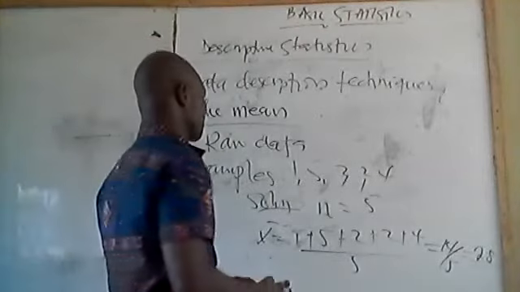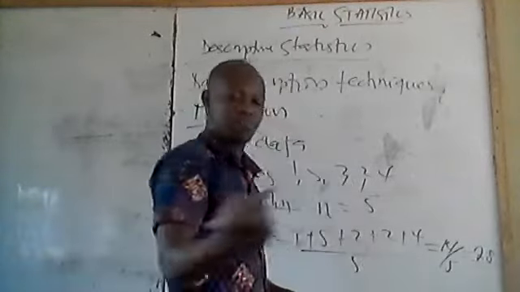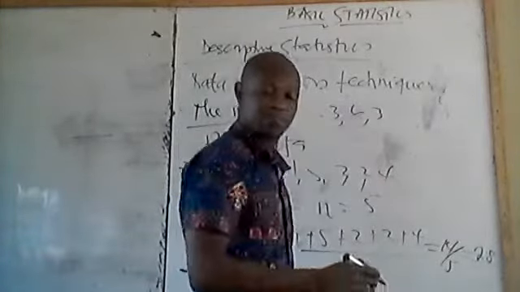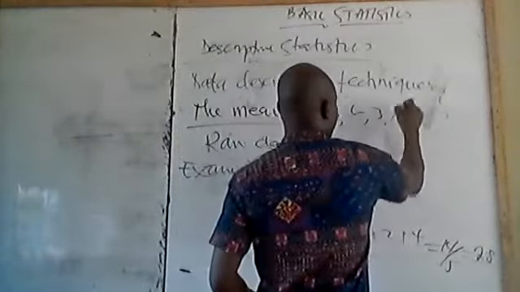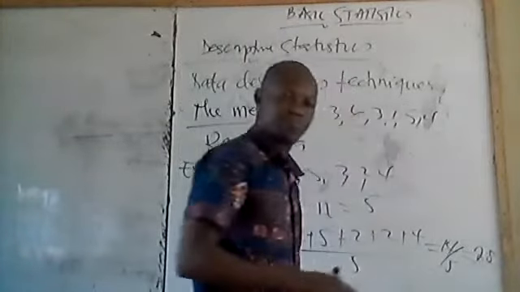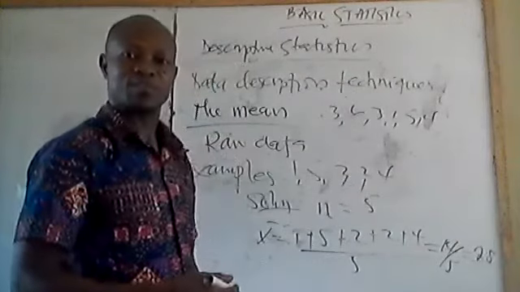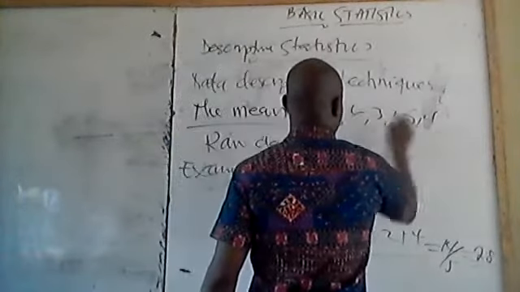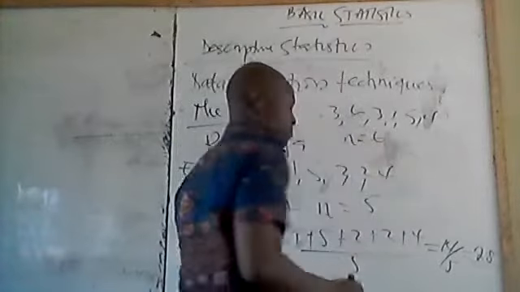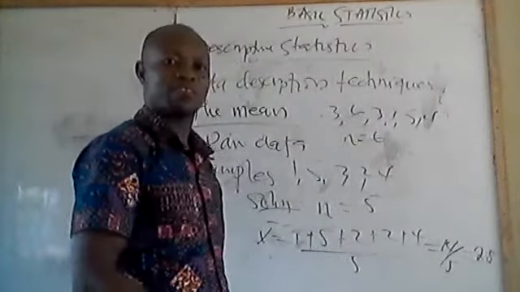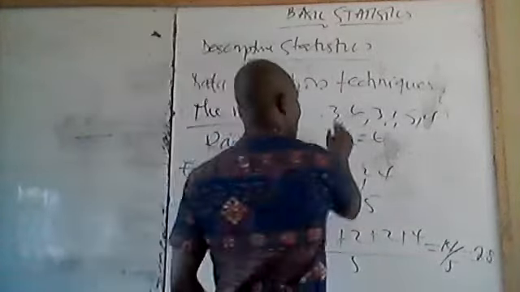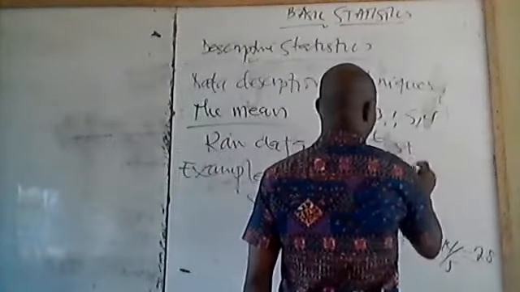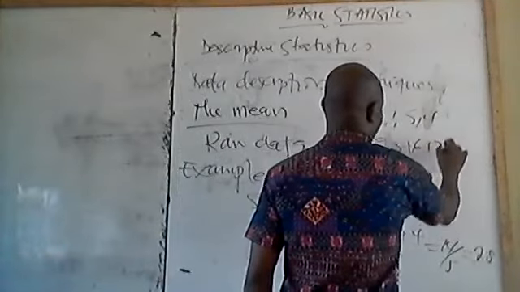Let's look at the second example. Example 2: we have 3, 6, 3, 1, 5, and 4. In this example, our n is 1, 2, 3, 4, 5, 6, so n is equal to 6. To get the mean for this set of numbers, we simply add all the numbers and divide by 6.